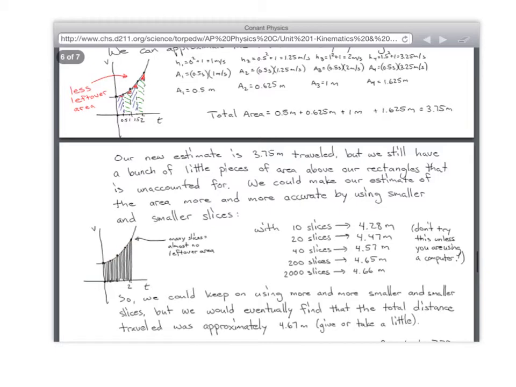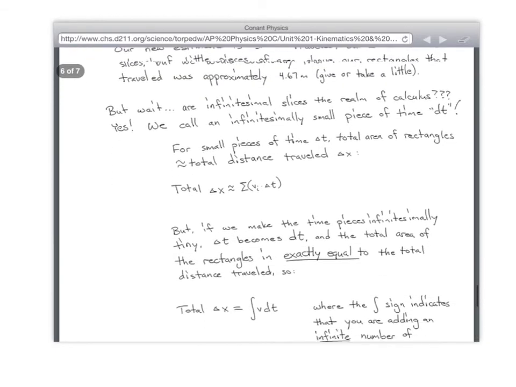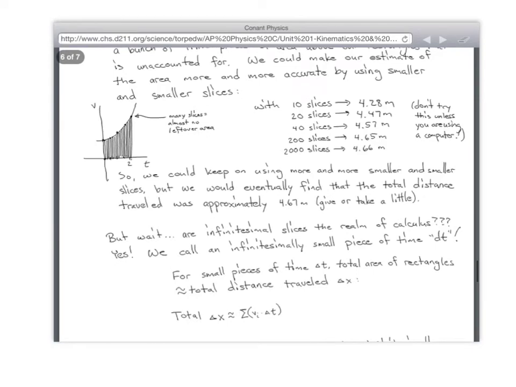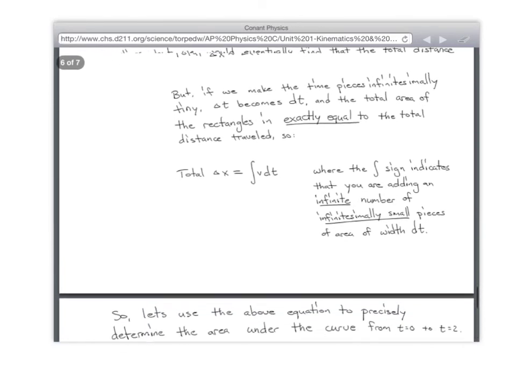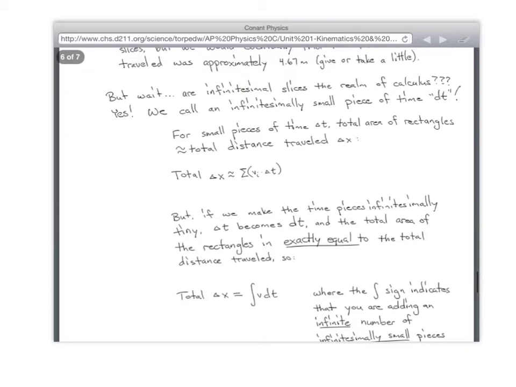Here's the cool part. The total area of all the rectangles is given by the sum of the height, or the v_i, times the width, which is delta t. Agree? The total area is equal to the Greek letter sigma, sum of v_i times delta t. Approximately.